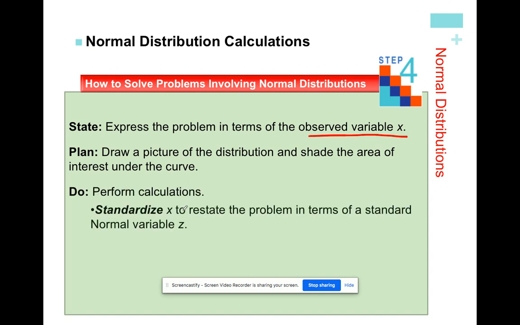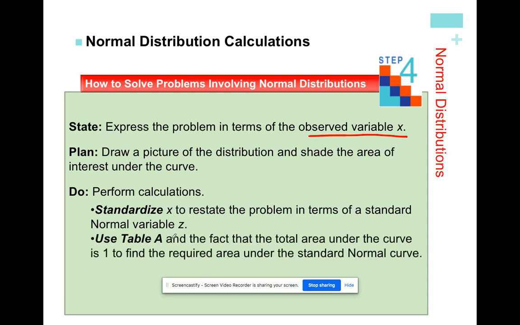So you'll find a z-score, and once you have a z-score, you're going to use table A or the calculator. I'll show you the calculator here in just a few minutes. And then you're going to conclude in the context of the problem. So you would say the probability that the IQ score is greater than 112 is equal to whatever answer you found in the do step.